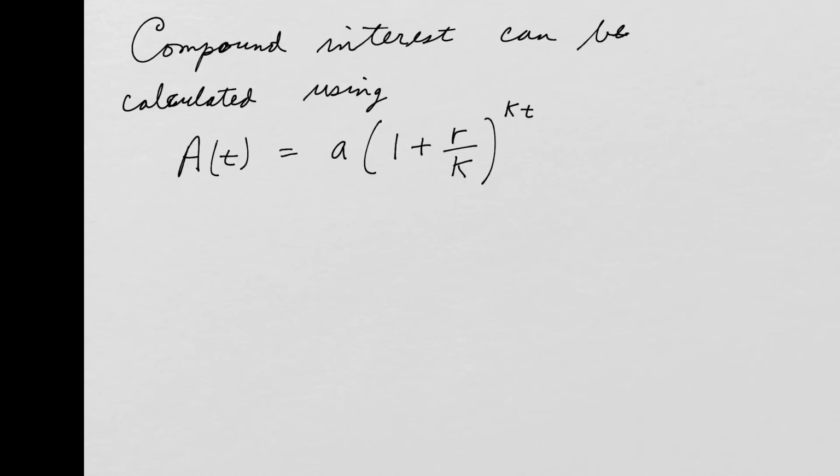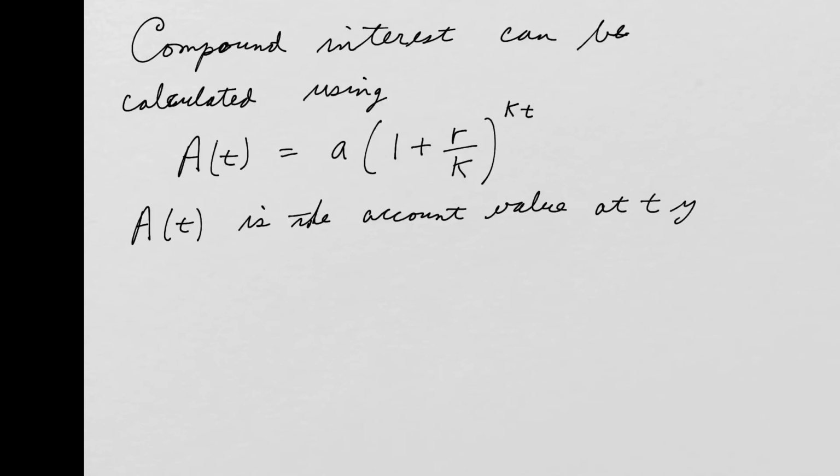Well, first of all, the left-hand side, A of t, is like my output. This is the amount in the account at t years. So I'll say it is the account value at t years. Think of it as amount, right? A is amount. t is the time in years.